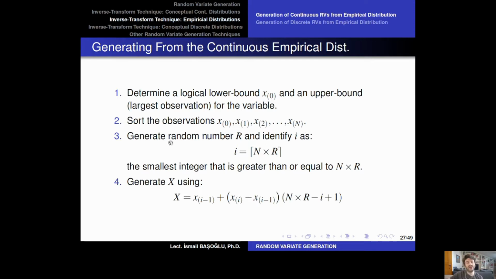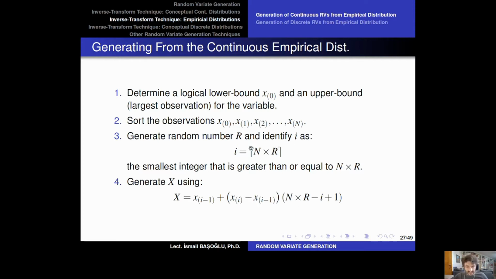Then we generate the random number first. We generate a random number from a pseudo-random number generation algorithm. And by using that random number, we identify index i by multiplying capital N here, starting from 0. Capital N is the total number of values in the sequence. So you multiply capital N with your random number and you round it up. So you find the minimum integer that is greater than N times r.